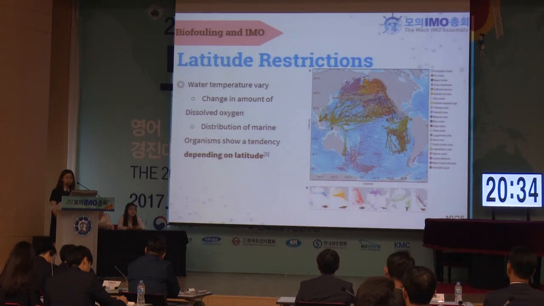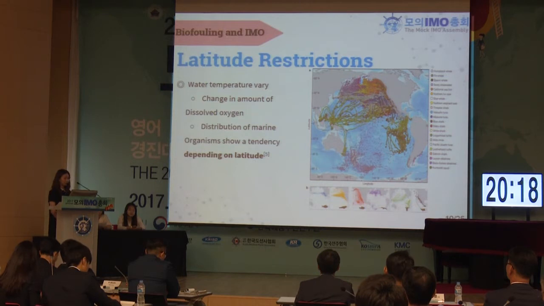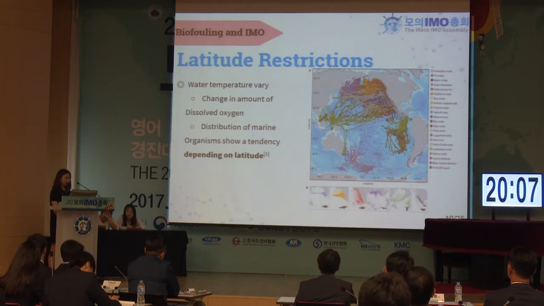Our team also suggests that latitudinal movements of ships should become a consideration. Regions with different latitudes receive different amounts of solar radiation, resulting in variation of water temperatures. And because of different amounts of dissolved oxygen in the water due to temperature, marine organisms show a tendency depending on latitude, which can also be seen in this map. Therefore, if a ship enters a region with a different latitude, there is a higher possibility for invasive aquatic species to inhabit new environments, destroying the original ecosystem.